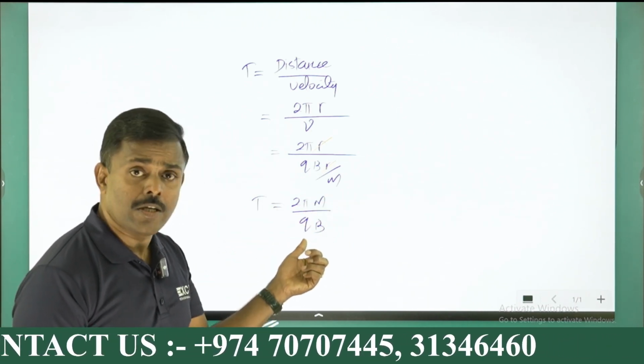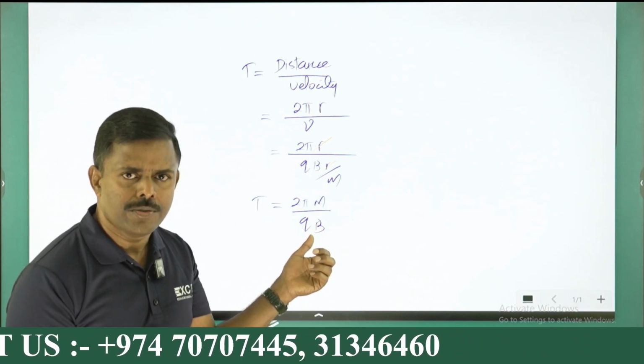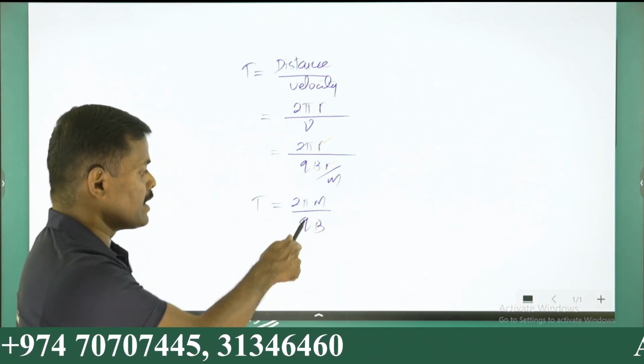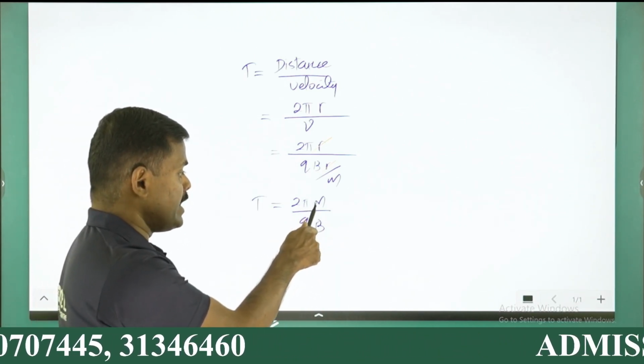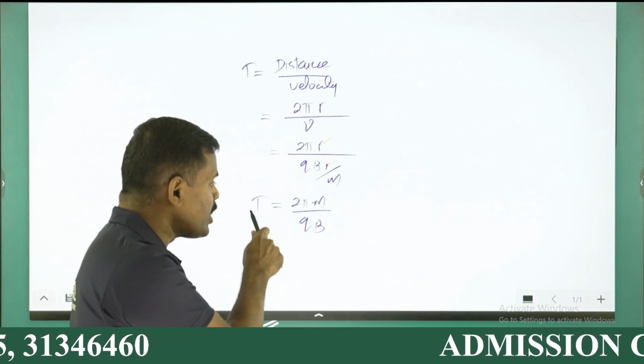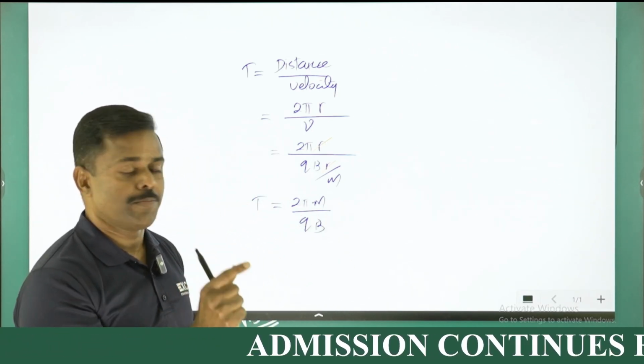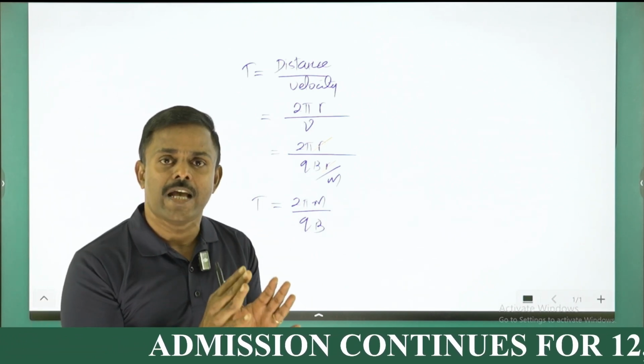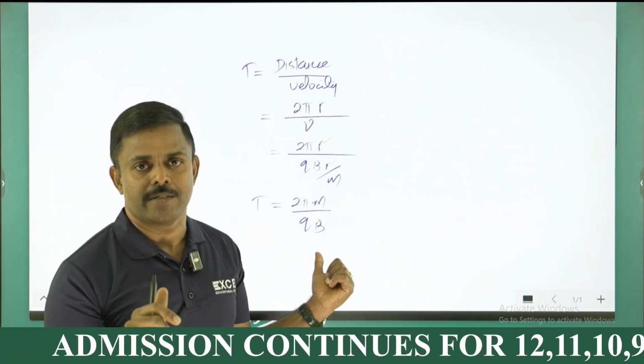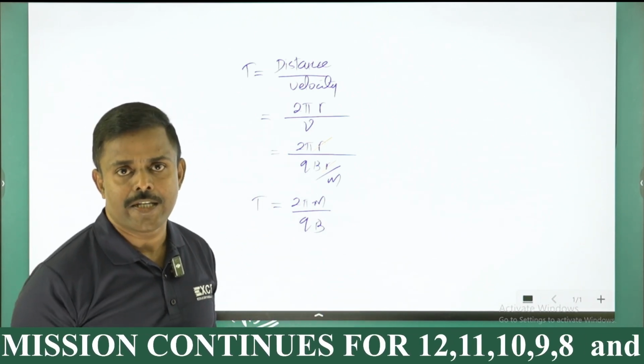You don't see any term that's related to radius, do you? No, no. Magnetic field, no radius, no velocity. So this equation is devoid of radius and velocity. That means radius or velocity have got nothing to do with the time period. Time period is independent of radius or velocity.